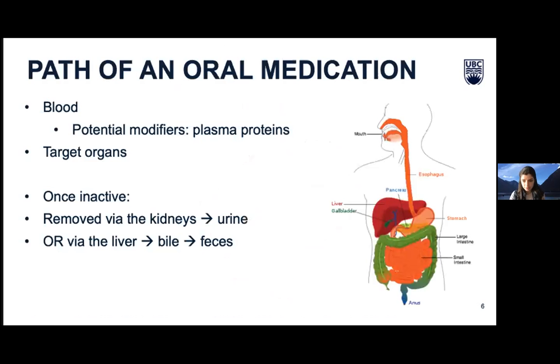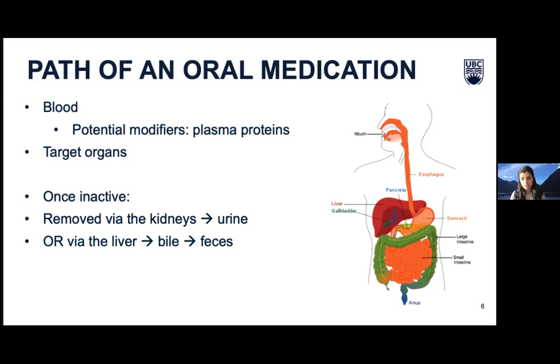So after the liver, the medications will move to the bloodstream and travel to their sites of action. There are always a certain amount of proteins in the blood called plasma proteins, and albumin is the most common one. These proteins can have the potential to bind medications as well. When they are bound, typically that means that they become inactive, often because they're quite big with the protein and they can't diffuse into the organs. The rest that remain unbound will travel to the organs to exert their desired effect.